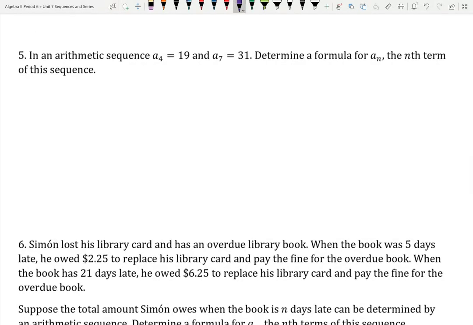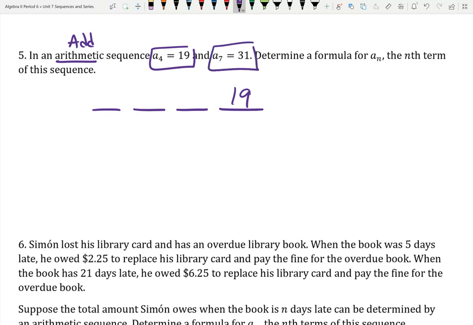So in an arithmetic sequence, when I'm adding, there's an additive pattern. What does this mean? A4 equals 19. Well, that tells me the 4th number in my list is 19. And the 7th number in my list, 4, 5, 6, 7, is 31. I need to write a rule for the nth term of this sequence.